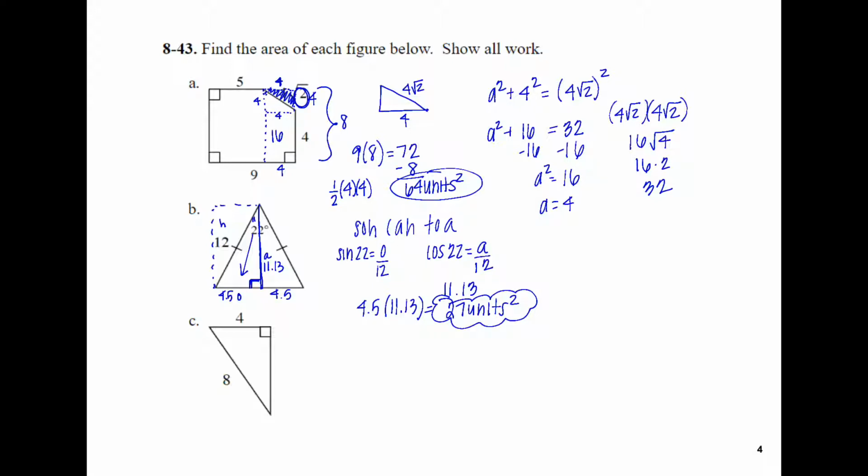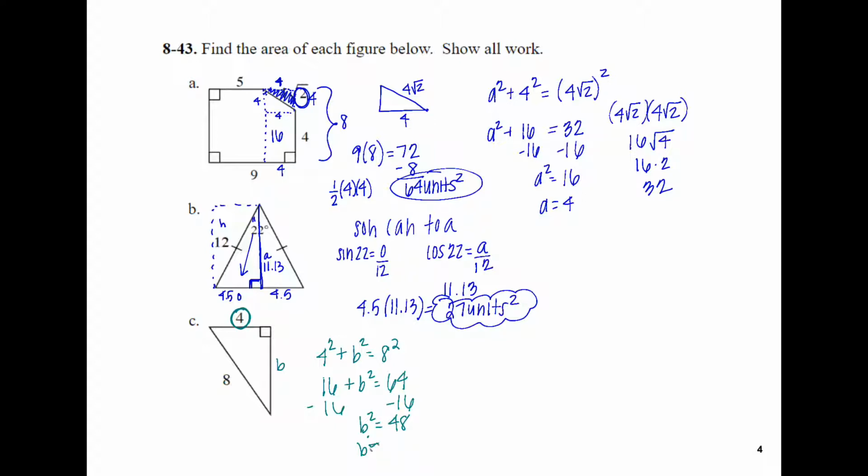When we're looking at example C, the base of our triangle is 4. The hypotenuse is 8. 4 squared plus our missing side, we'll call it b squared, is equal to 8 squared. 4 squared is 16. 8 squared is 64. 64 minus 16, using inverse operations, gives us 48. When we take the square root of 48, we get approximately 6.93.